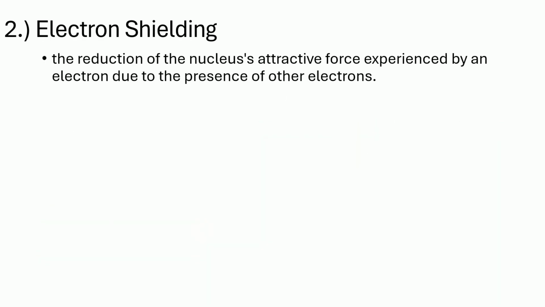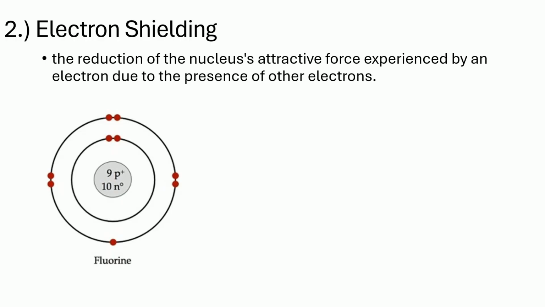The second one is what we call electron shielding. Basically, electron shielding is the reduction of the nucleus's attractive force experienced by an electron due to the presence of other electrons. So let's have here again our fluorine atom.